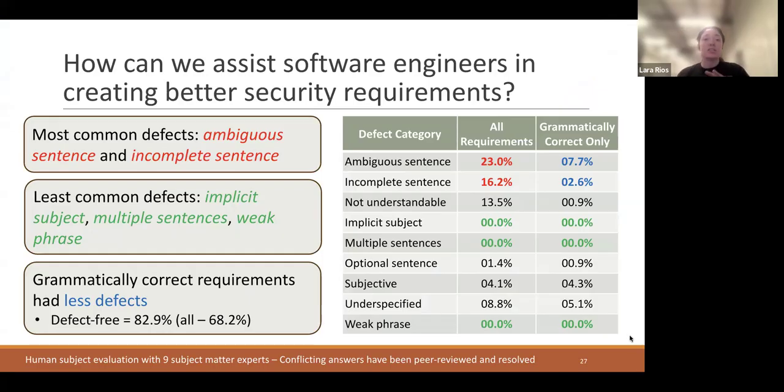You could also just have the table, not have the words, and you could just say in the red, we're highlighting ambiguous sentence and incomplete sentence, and this is why that's important. And then in the blue, we have how those are grammatically correct requirements have less defects. But these are all ways to simplify your tables and graphs and just slides in general.